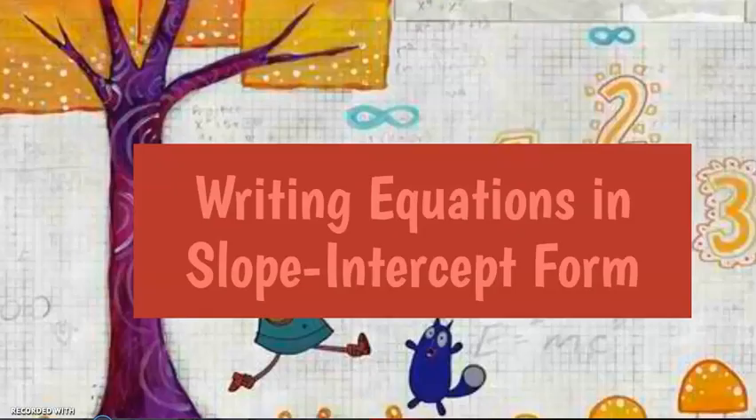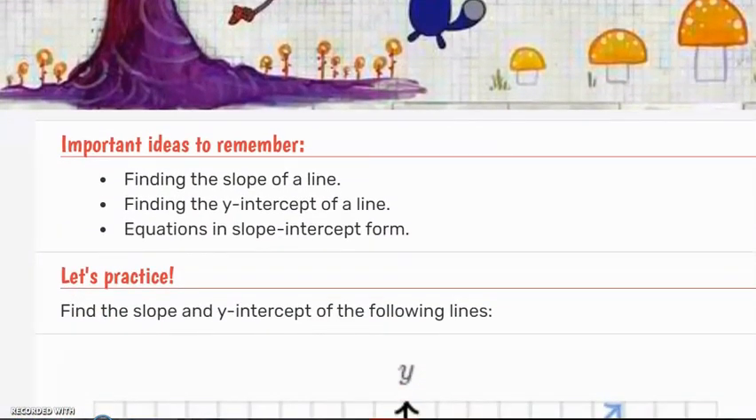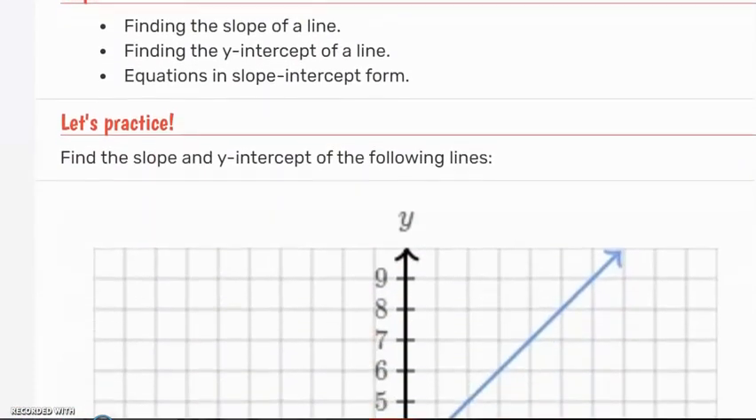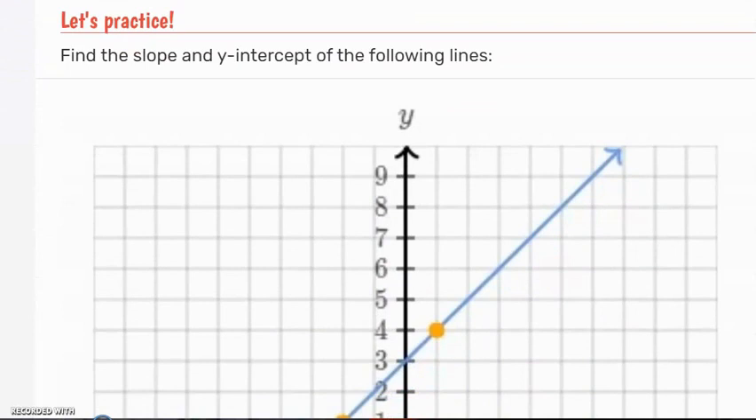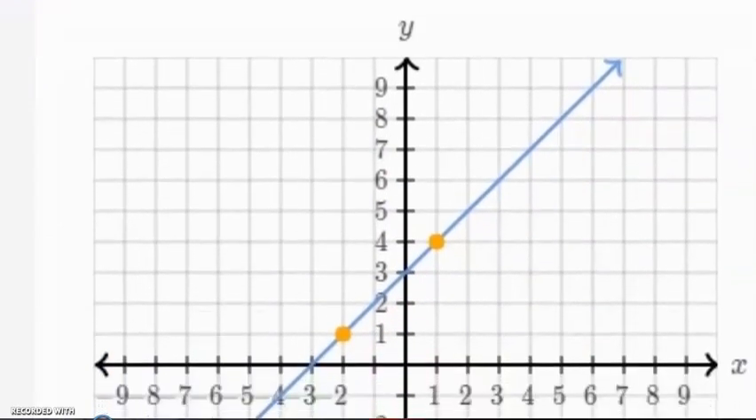Okay, so your homework is a wiser me. You are going to be writing equations in slope-intercept form. I'm going to go over that with you. So important ideas to remember: finding the slope of a line, finding the y-intercept of a line, and equations in slope-intercept form. We're going to practice. So we're going to take a look at this. We're going to find the slope and the y-intercept of the following lines.